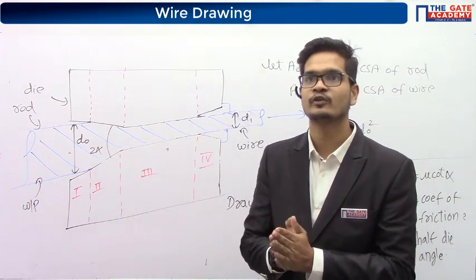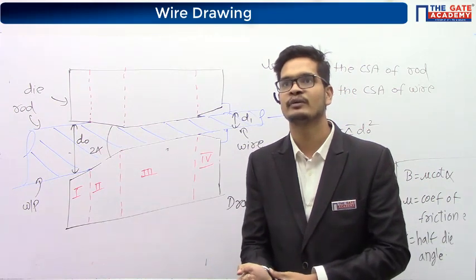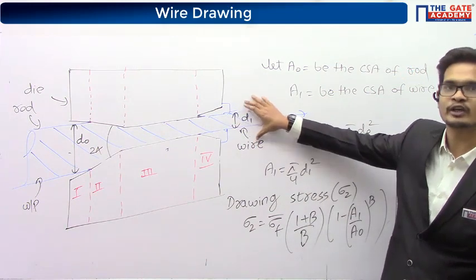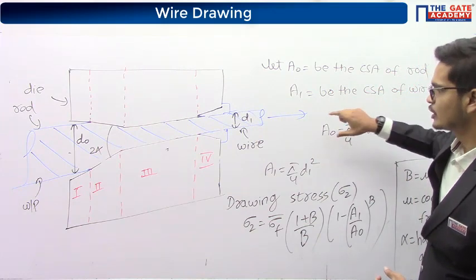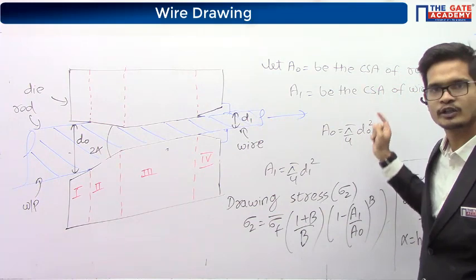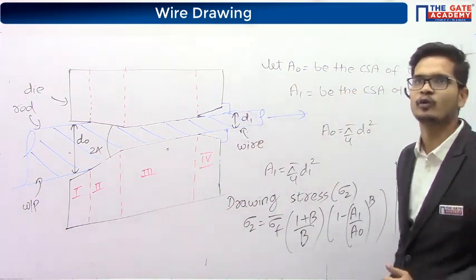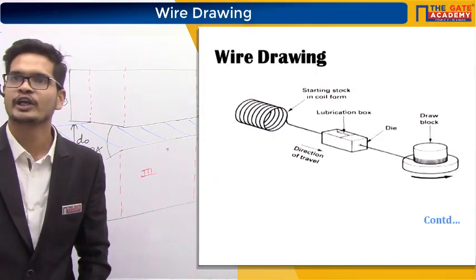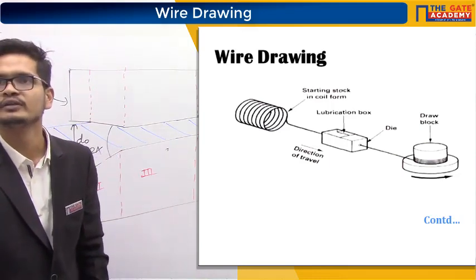Now Saurav is asking, in rolling we have friction, in extrusion we have ram, in drawing what is pushing or pulling the wire? Saurav, here we'll have a roller. The roller will keep on rotating, and the wire will get coiled on the roller. Because of the rotation of the roller, it is getting pulled. See, you can see on the secondary screen, there is a roller. It is rotating, and because of that rotation, the wire is getting pulled.